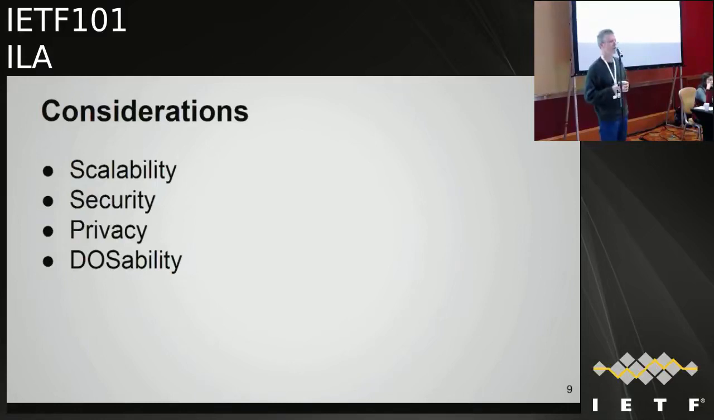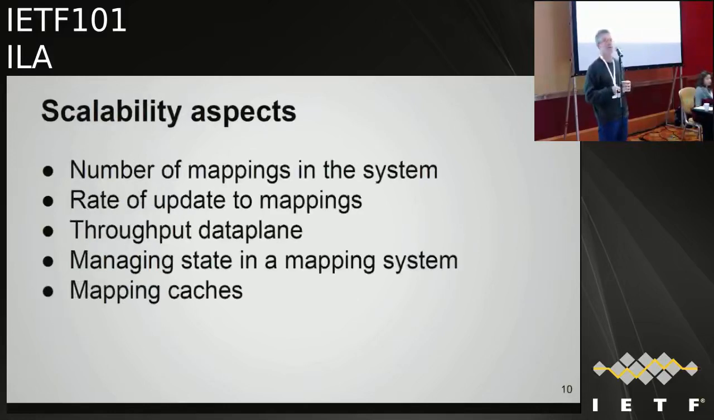So there are a number of considerations that have to be considered, and a lot of these have to do more with any sort of technique or scheme to build a large scalable mobile network. So scalability, security, privacy, DOSability, essentially the 4 pillars of a mapping system. So in terms of scalability, some things to consider: the number of mappings in the system.